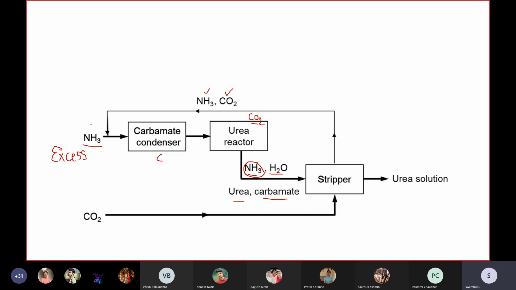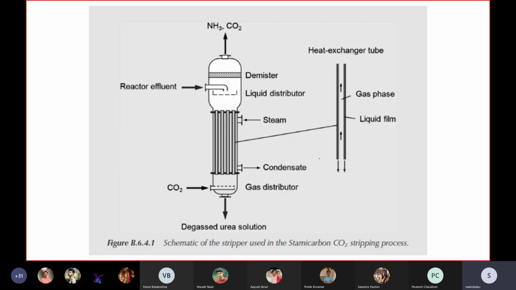So this is ammonia gas, and here we have ammonia and CO2 gas. Then it mixes with the reactant and goes to the carbamate condenser, and is recycled back. This way, complete utilization of ammonia takes place. That way, we get the urea solution out and all the unreacted reactants go back. So how do we achieve this stripping and reaction followed?